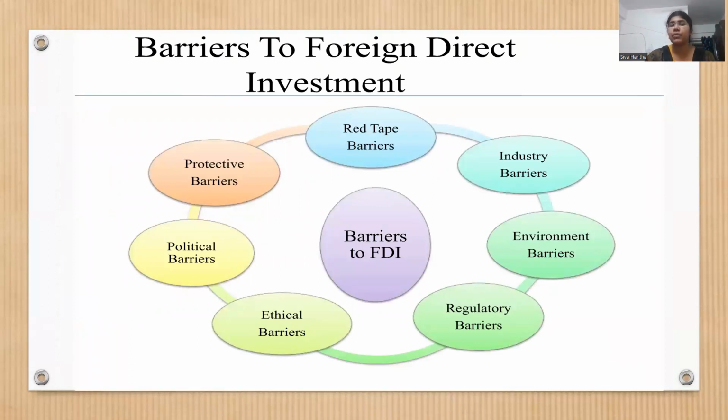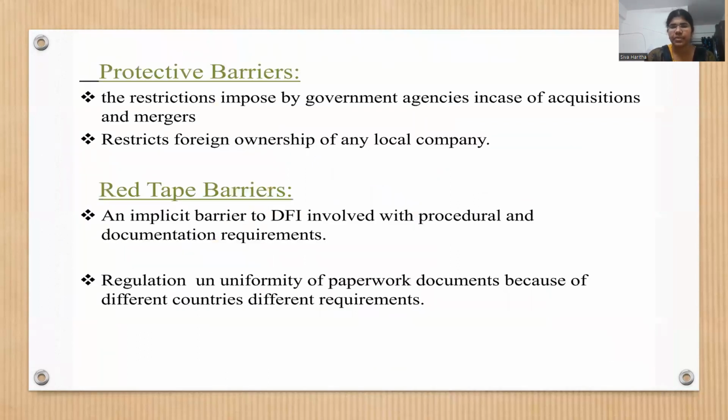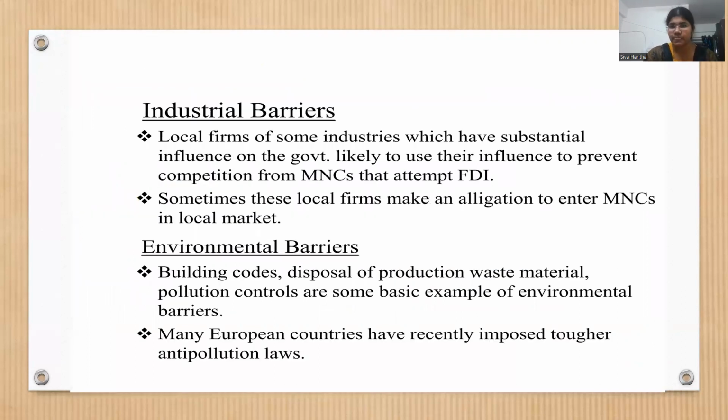Now let us discuss the barriers to foreign direct investment. There are many barriers. Let us discuss each of them in detail. Protective barriers. These are the barriers imposed by the government agencies to restrict the foreign ownership of any local company. Whereas the red tape barriers are implicit barriers to foreign direct investment, which involve a non-uniformity of paperwork documents because different countries have different requirements.